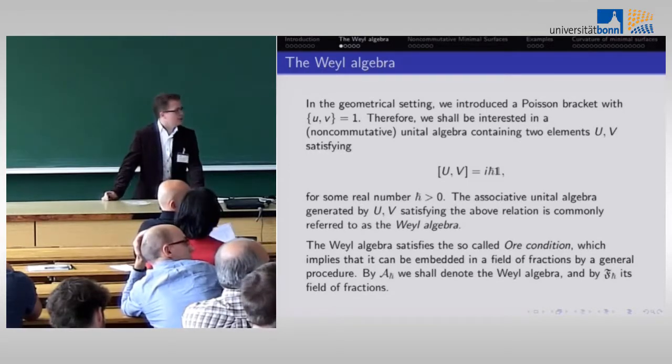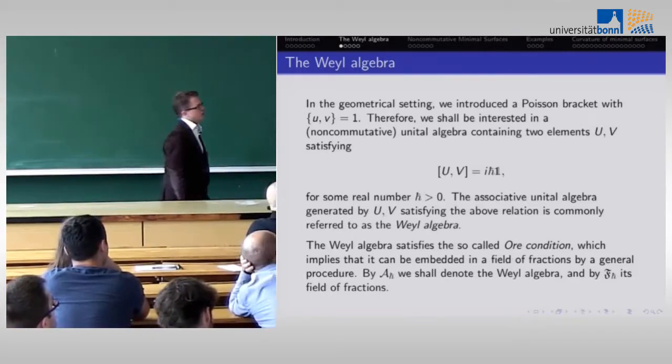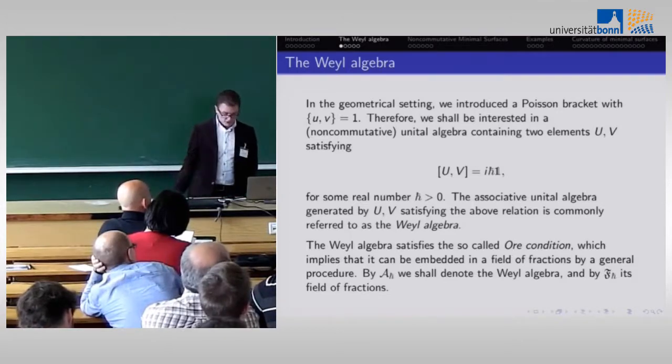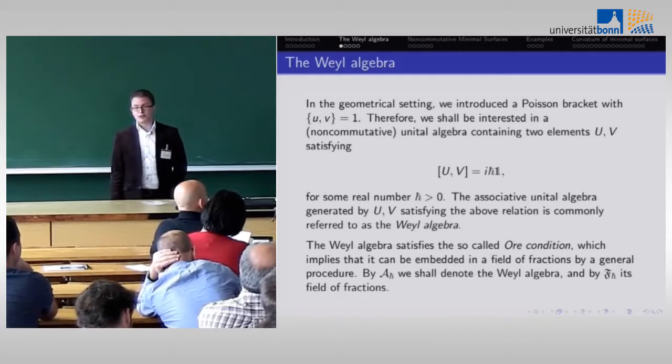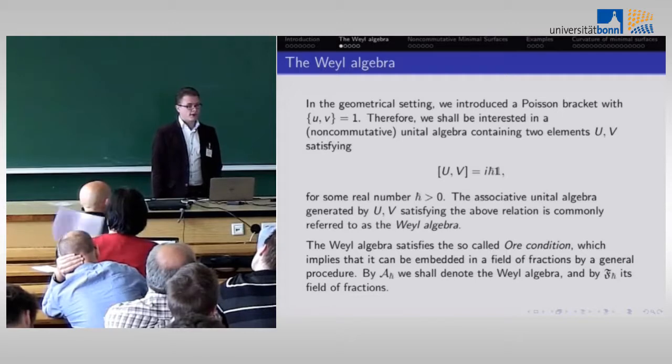And the Weyl algebra satisfies the so-called Ore condition, which means that you may embed it in a field of fractions, right? So we will have both the Weyl algebra, which is called A_h bar, and the field of fractions, the fraction field, so rational expressions in these things, which will be called F_h bar. Okay.